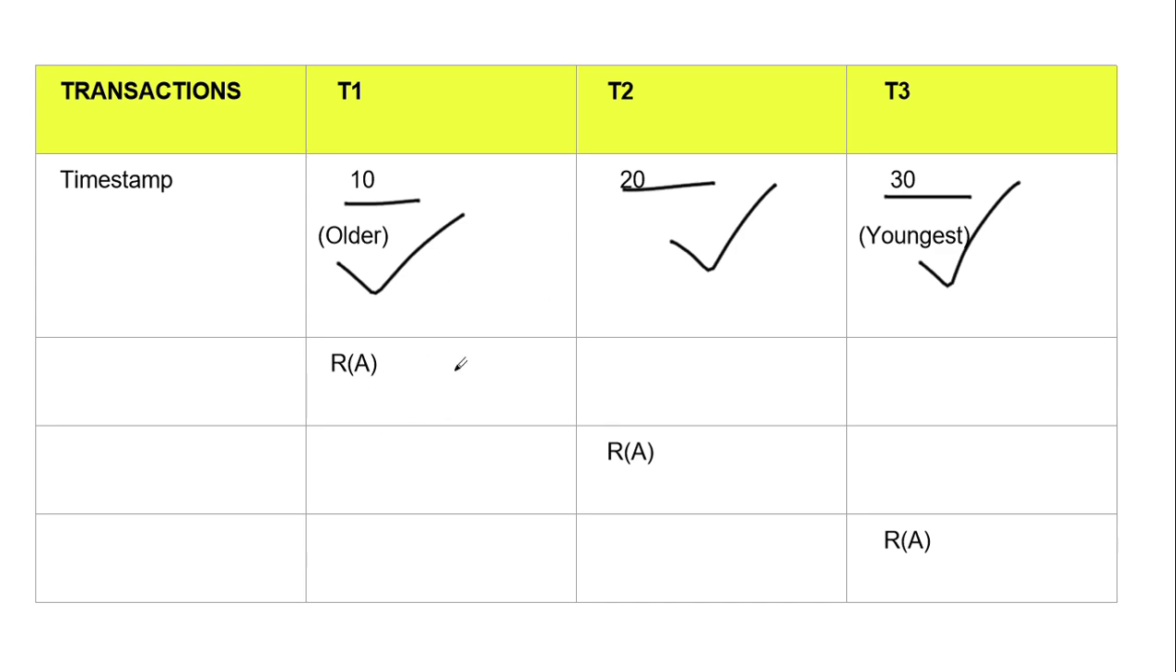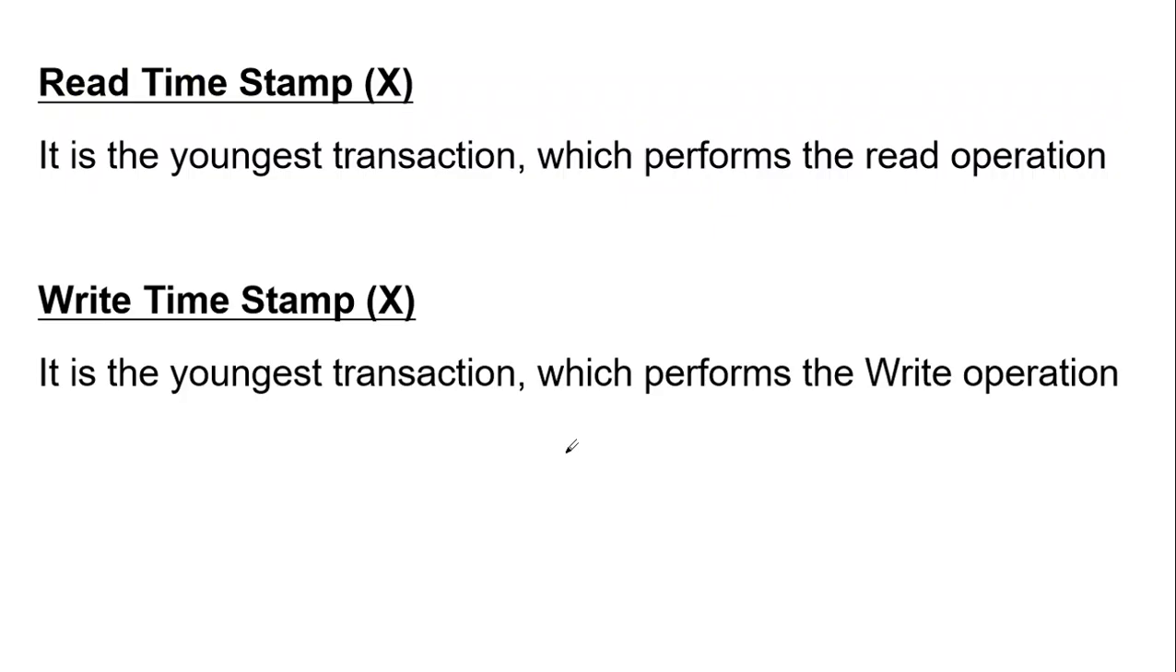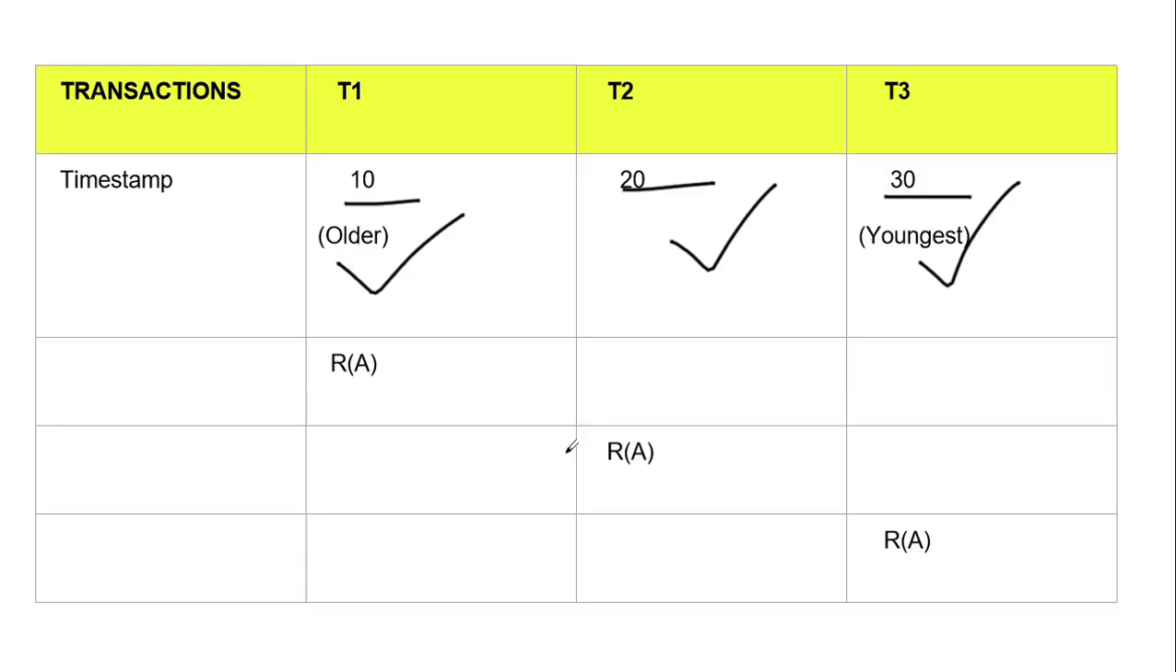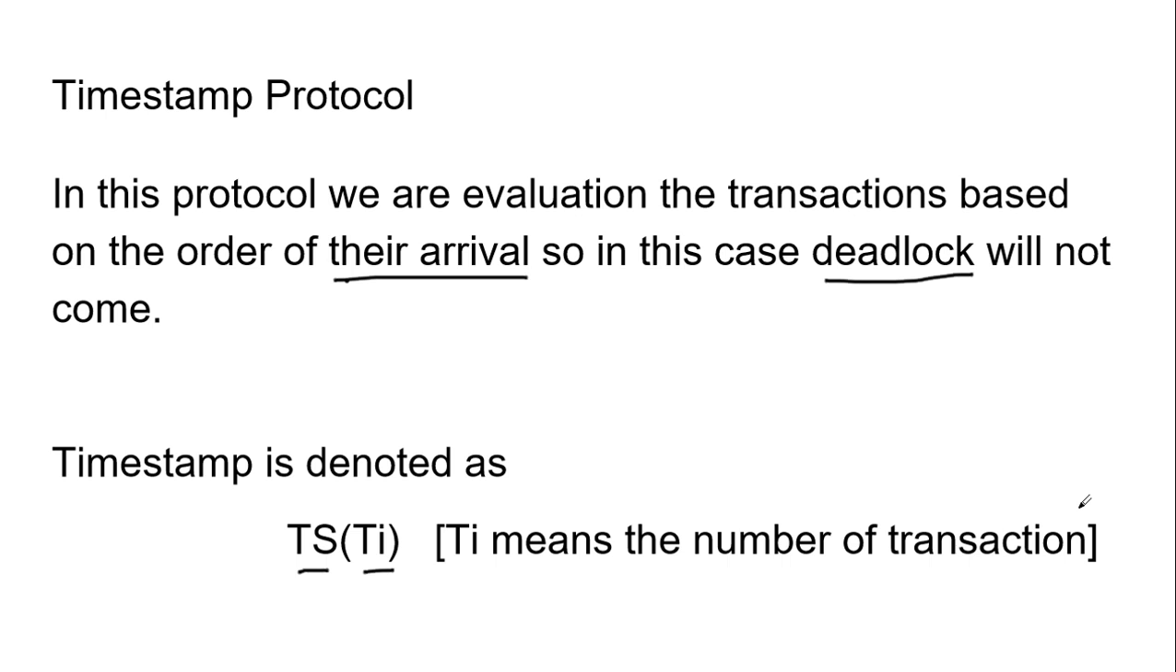In the read and write operations, we have two timestamps: read timestamp and write timestamp, where X is my data. The read operation will be performed first on the oldest transaction and last on the youngest transaction. Similarly for the write operation, the oldest appears first and the youngest appears last. As the name itself makes evident, it is based on the arrival of the transaction. Evaluation of the transactions is done based on their arrival.